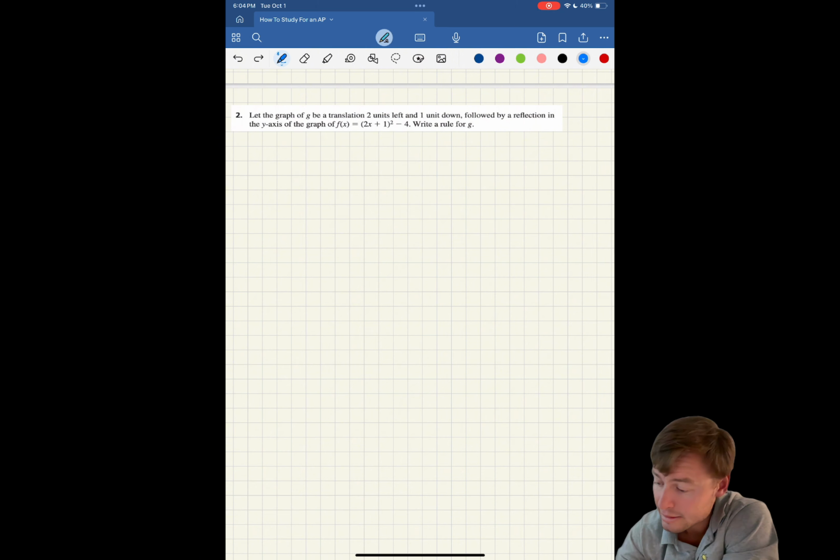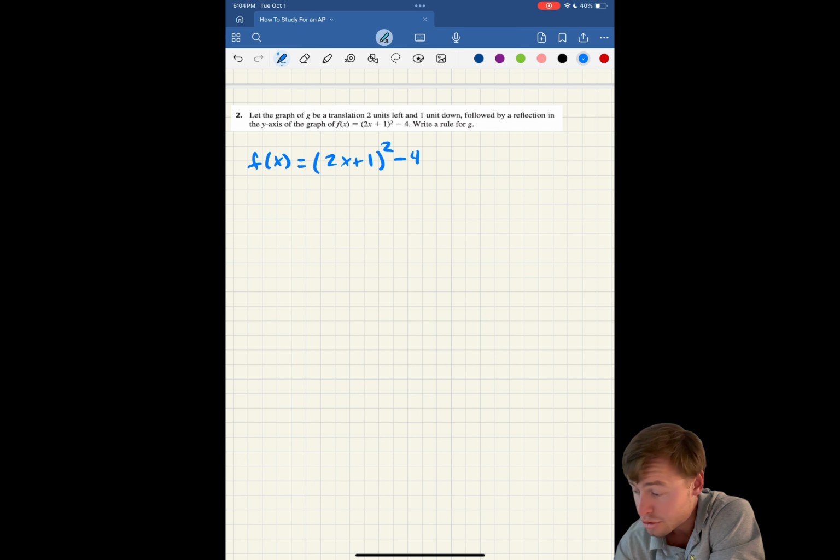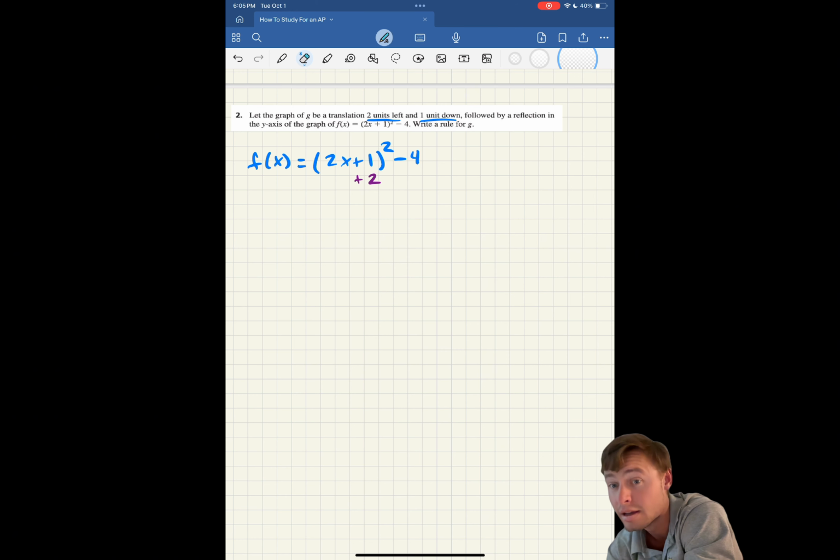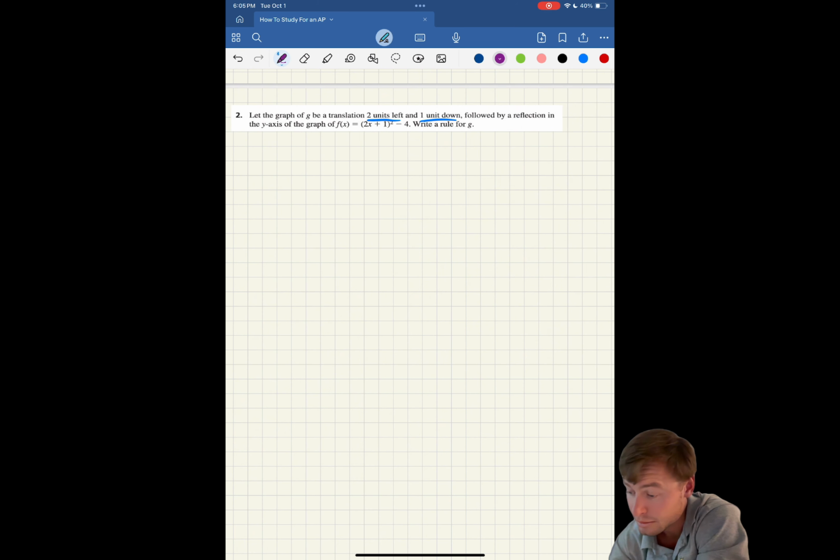So if f of x is equal to (2x + 1) squared minus 4, and g is a translation of that 2 units left and 1 unit down, well, all you do to go 2 units left is you add 2 to this value here, and you actually, you know what, let's be careful. They've made this tricky. This is not in vertex form. Let's put this in vertex form to make sure we're doing this correctly. So to get this in vertex form, we're actually going to have to simplify this out.